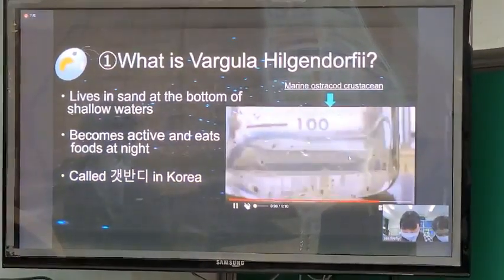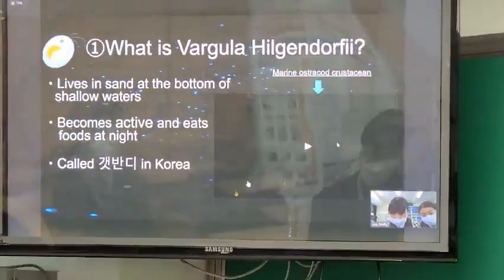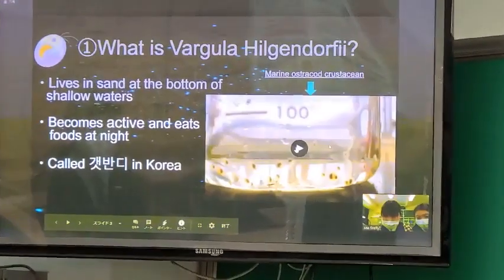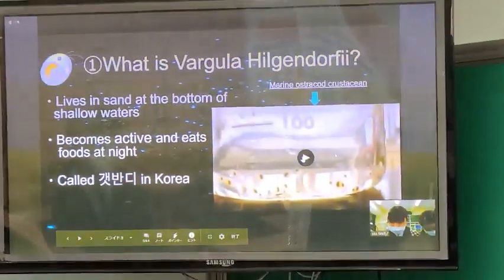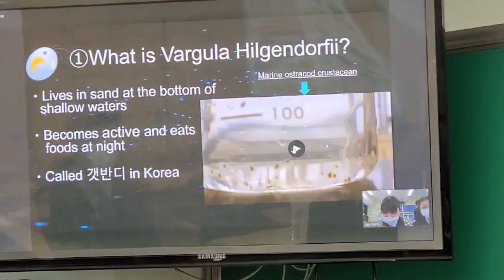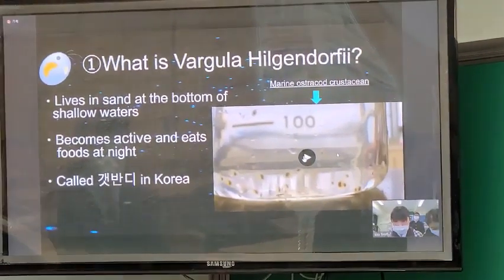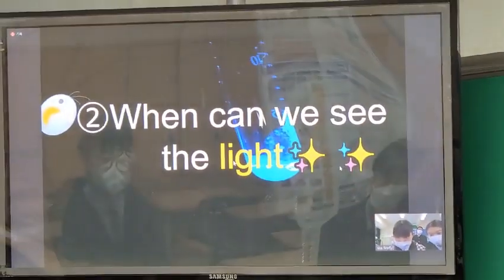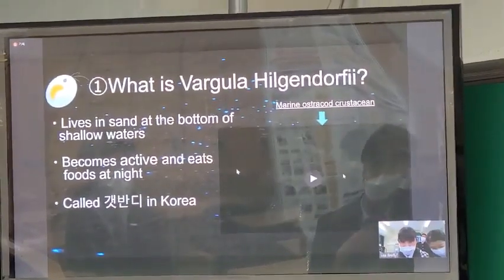Regular Huygendorf is called Gilpandi in Korean. They live in the sand at the bottom of shallow waters, and they become active and eat food at night.